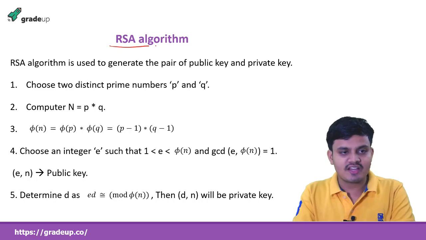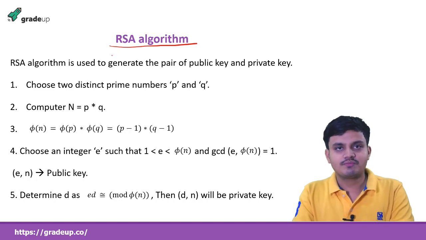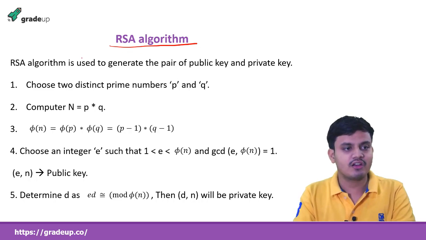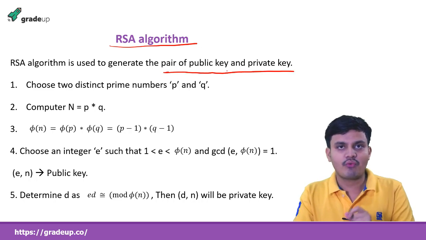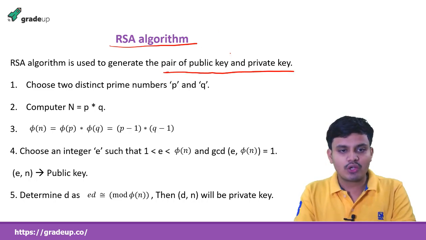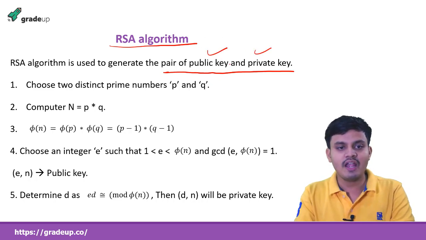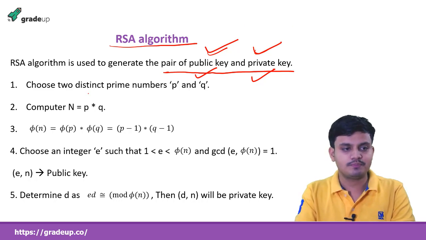Now we will see the RSA algorithm, and many times questions have been asked from this algorithm, so pay attention here. It is used to generate a pair of public key and private key, for a sender or for anybody. The importance of these two is, as I told you, that if we encrypt using the private key, we decrypt using the public key, and if we encrypt using the public key, we decrypt using the private key.